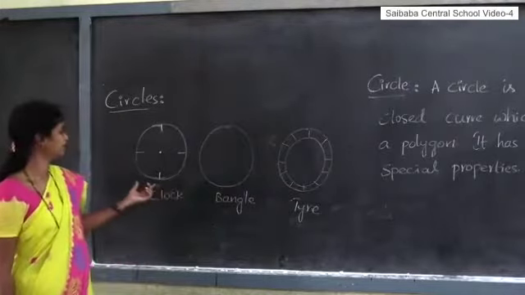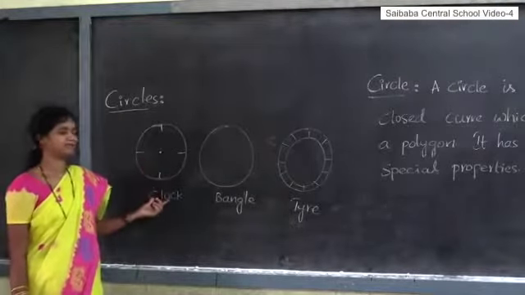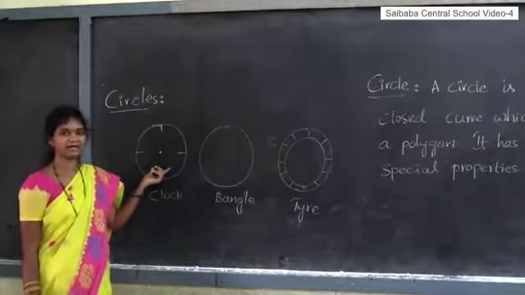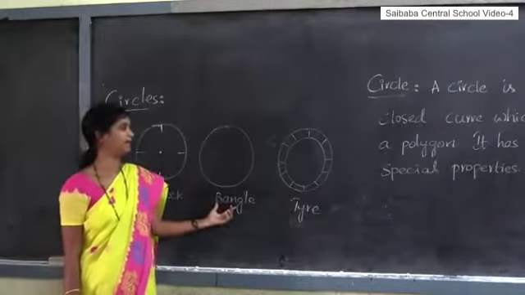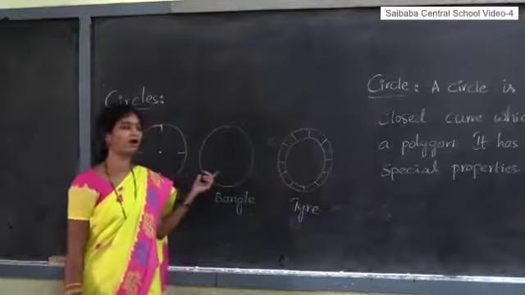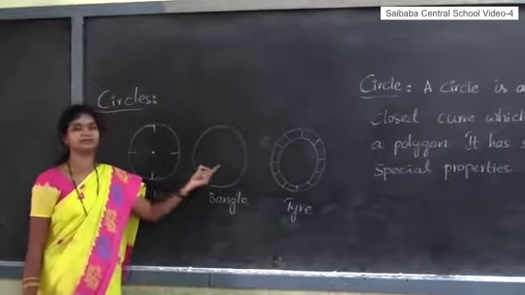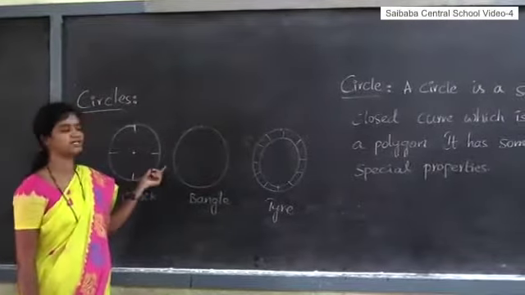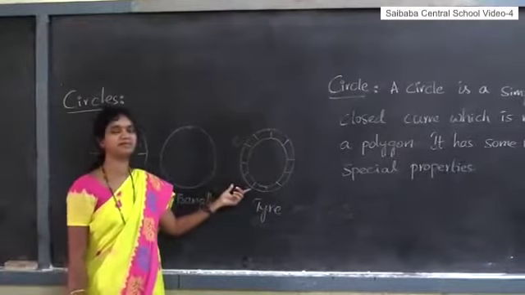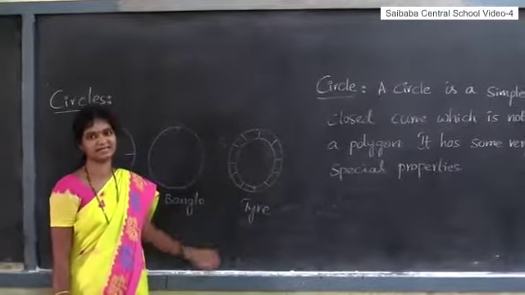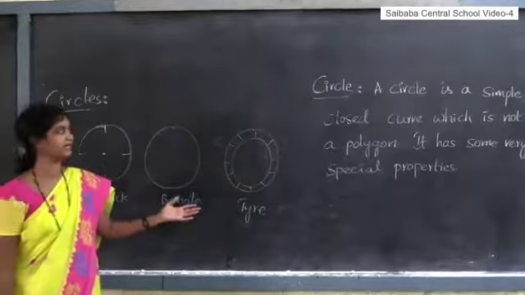So in our daily life we will see a clock which is in the round shape, the bangle, a tie. These are all in the shape of circle. The mathematical name given for these round shapes is the circle. So what is a circle?